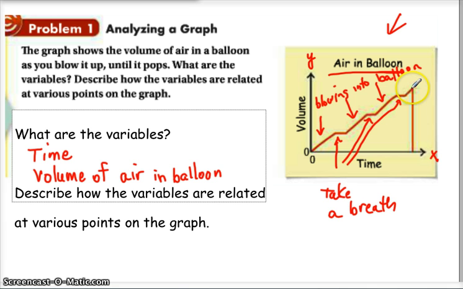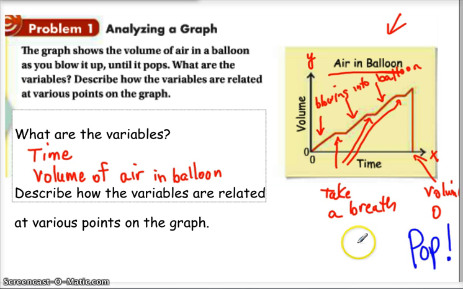And then you blow a little bit more into the balloon, and what happens here? The volume goes from the highest point that it was all the way back down to a volume of 0. What do you think happened when the volume was at 0? If you guessed the balloon popped, you're correct. So there it is, pop, volume of 0.